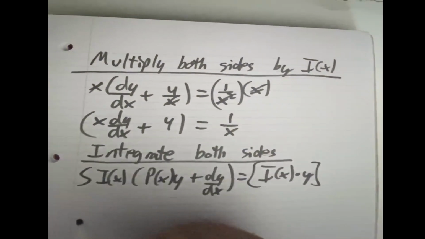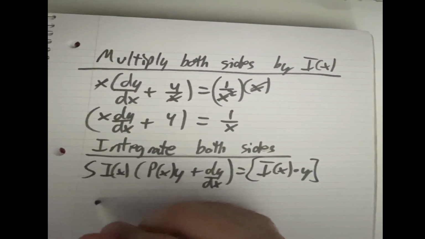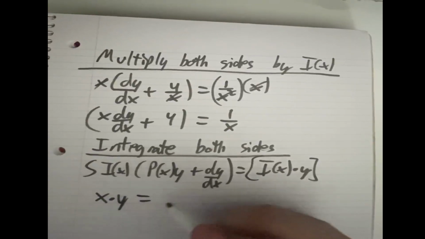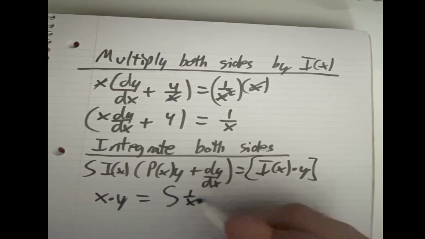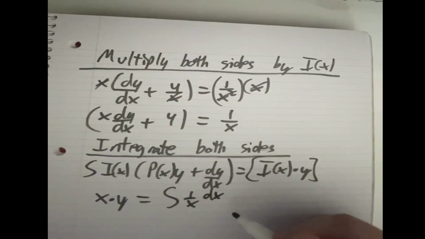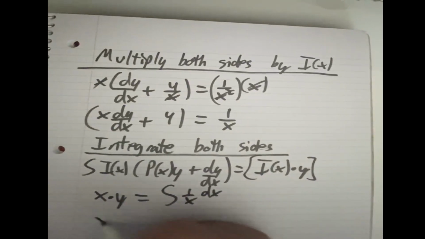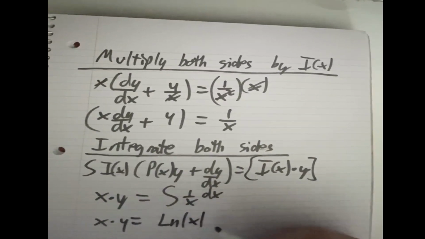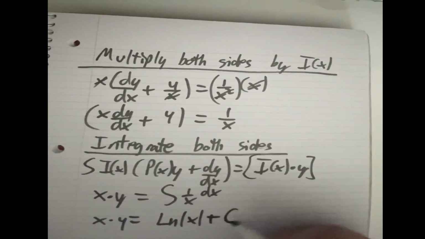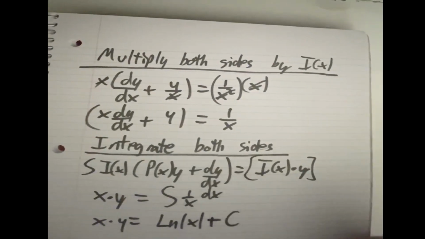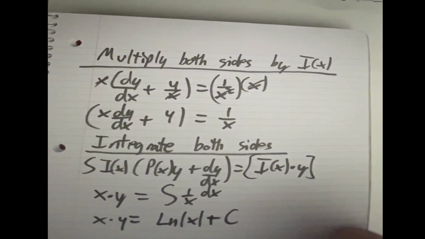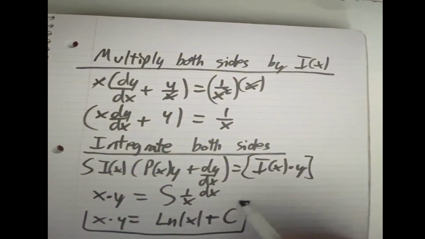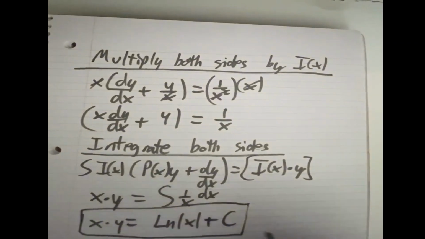So on your left-hand side, our integrating factor was x. So x times y is equal to the integral of 1 over x dx. And that integral would be equal to the natural log of x plus c. And if you need to take it a step further, to solve for y, you just divide both sides by x. But otherwise, this is how you perform first order linear differential equations.